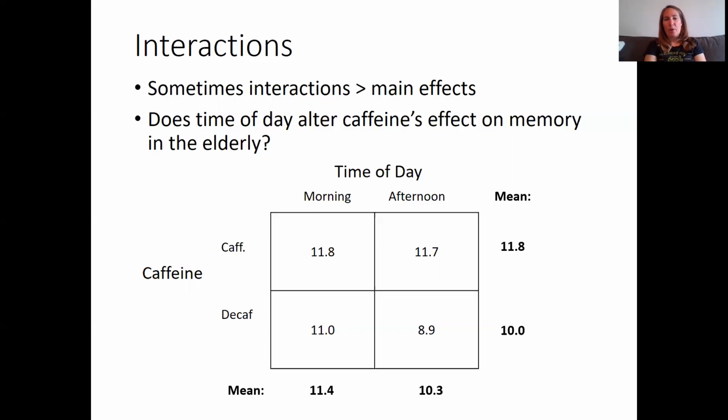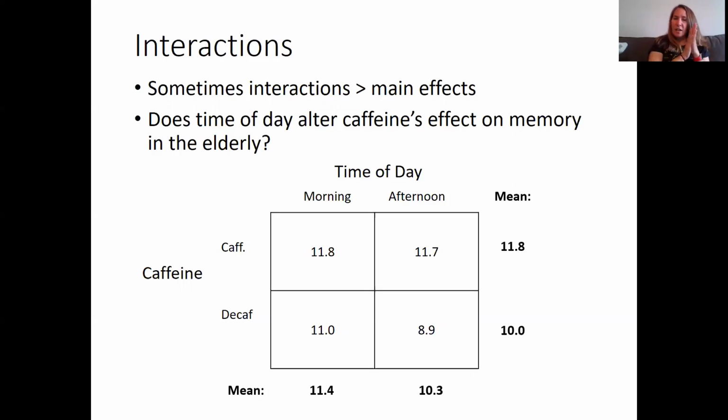So what this is telling us here is that when we test them in the morning, they got an average of 11.8 on the memory task, and in the afternoon, they got 11.7 on the memory task. Then when we test them in the decaf condition, they get 11 in the morning and 8.9 in the afternoon on the memory task. So they do better in the decaf in the morning than they do in the afternoon. So when we're looking at the main effects, it doesn't look like there's a main effect of caffeine, meaning that caffeine does not necessarily increase memory on our memory task.